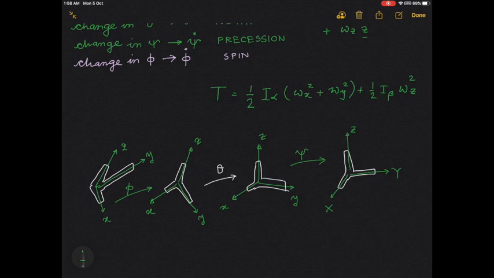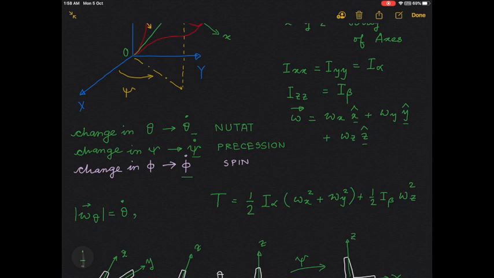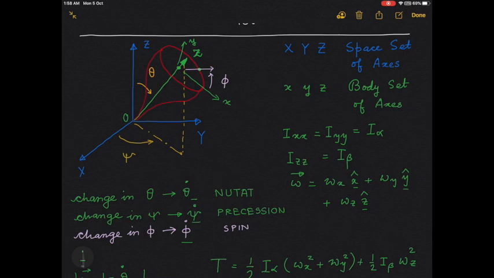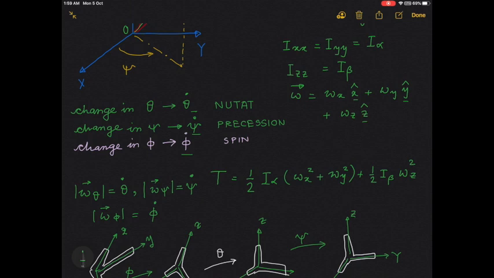Okay, so what we have to do? Well, we have three instantaneous rotations, and accordingly I can write omega theta as theta dot, or modulus of omega theta as theta dot. What is the direction? It is along capital X. You see, omega theta is along capital X. Omega psi modulus is psi dot, and omega phi modulus is phi dot. Right? So all we have to do is to find the x, y, and z component of each of these three omegas.